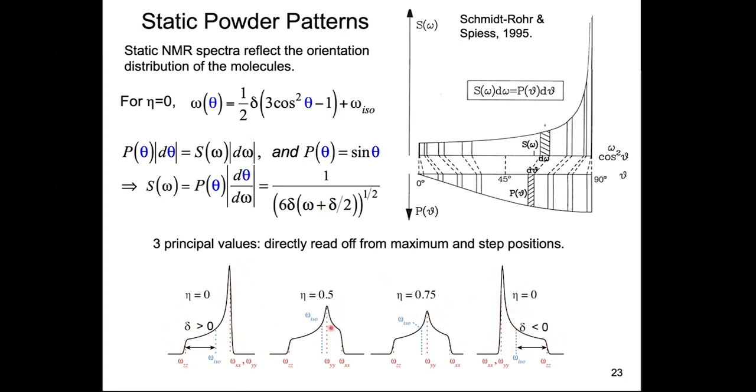When eta is not equal to 0, but anywhere between 0 and 1, one can simulate and obtain these powder line shapes. And you can see now that there are three unique positions defined by these singularities, and they correspond to the three principal values of the chemical shift interaction tensor.